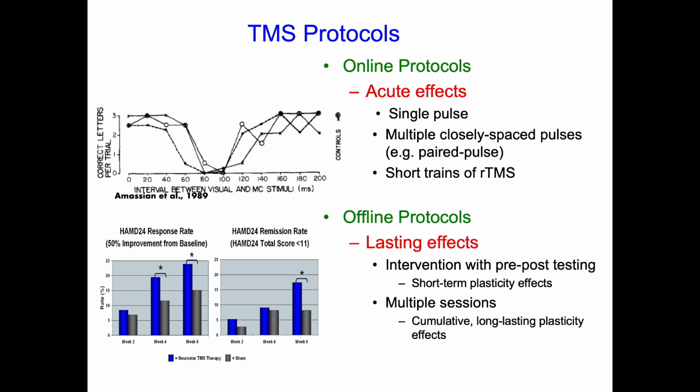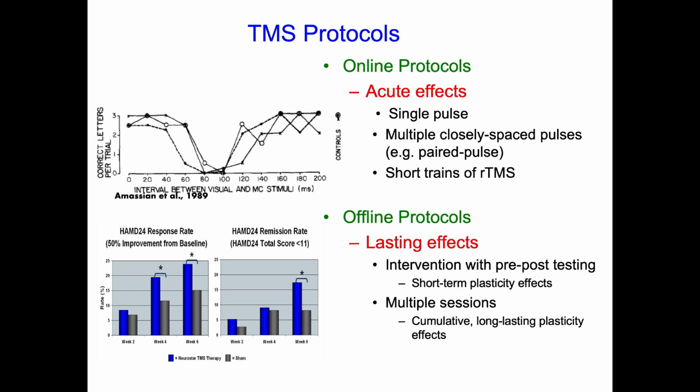You can do single pulses as a probe. You can also do 2 pulses, for instance, or multiple pulses that are occurring very close together in time, on the order of a few milliseconds between them. Those produce various effects, and I'll talk about that in a second. Or you can just do short trains of TMS, say 2, 3, 4 seconds of a certain frequency of TMS. All these can create acute effects that you can use to study the brain.